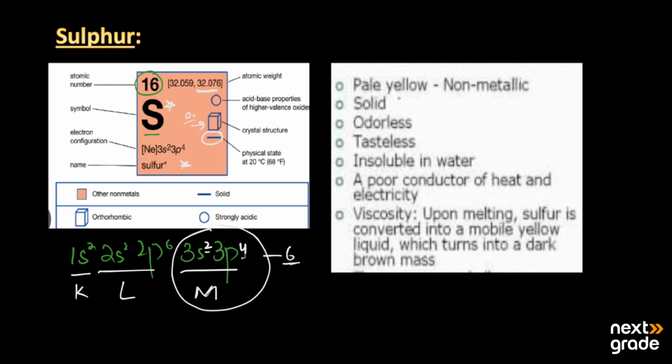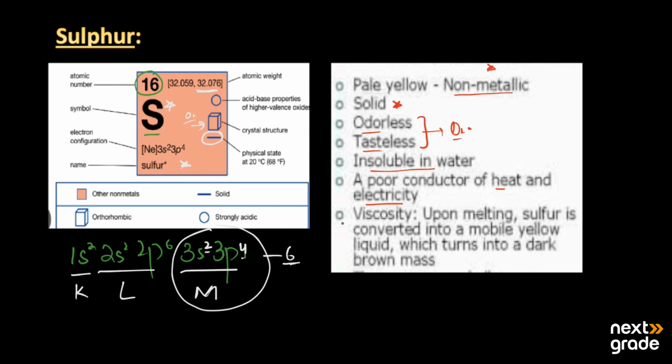If we look at some other properties of sulfur, it is pale yellow, non-metallic in nature. It is present in the solid state. It is odorless as well as tasteless. These properties are like oxygen. It is insoluble in water, but on the other hand, oxygen was soluble in water. It is a poor conductor of heat as well as electricity. It means it does not conduct electricity because it is a non-metal.